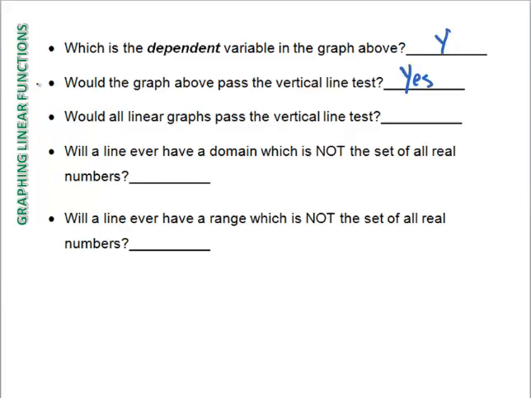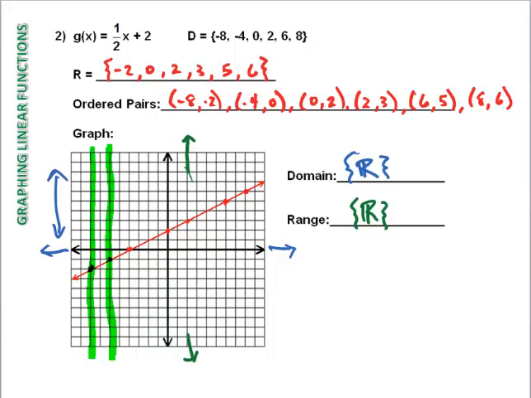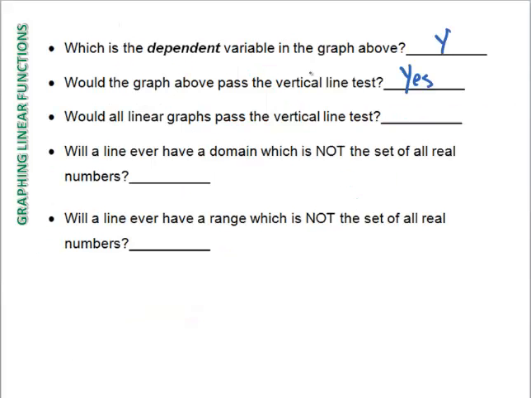Will all linear graphs pass the vertical line test? That's a good question. We've already talked about this in class before. If I draw a vertical line on my graph, and then I do the vertical line test, every point on that line would touch that vertical line. So no, that would not pass the vertical line test. So all linear graphs will not pass the vertical line test. Specifically, vertical lines will not pass the vertical line test.